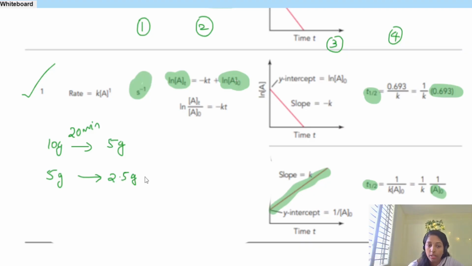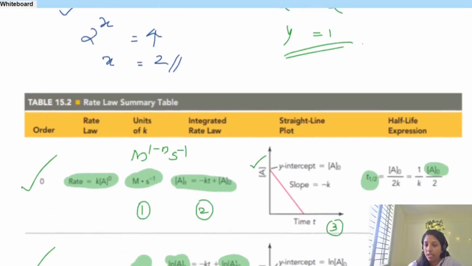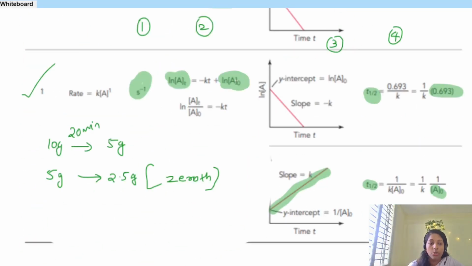So how much time will it take if it were a zeroth order reaction? In a zeroth order reaction, it is a direct relationship. Is that the thing we studied? See, direct relationship. So if the initial concentration is halved, the time is also halved. So now it will only take 10 minutes.